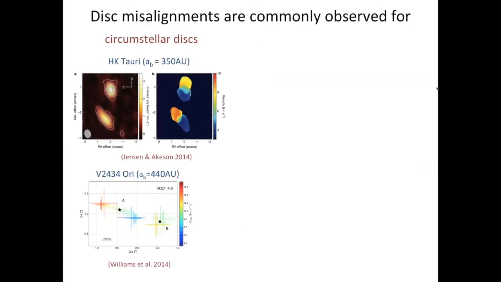Misalignments between disks and their binaries are commonly observed. They're seen in circumstellar disks, meaning the disk around one component of a binary. And here I've got two examples of binaries with a disk around each component. And in each case, you can see that the disks are highly misaligned to each other. The upper panels show HK Tau that has disks that are misaligned to each other by at least 60 degrees. And the lower panels show V2434 Ori. And the angle between the projected disk rotation axes is 72 degrees.